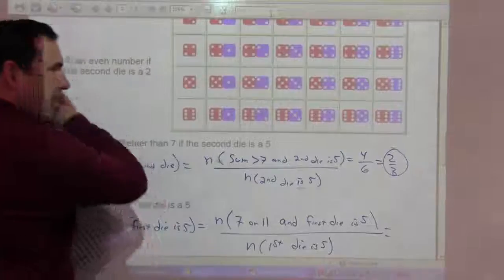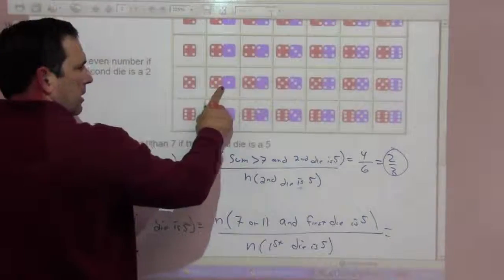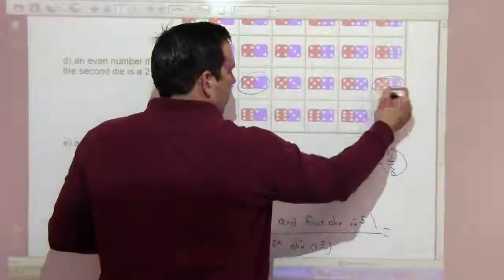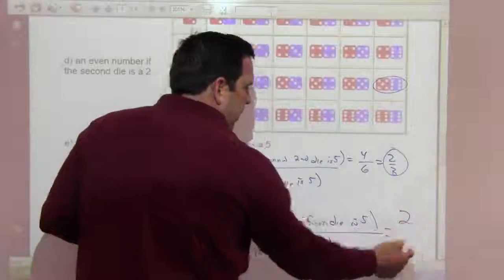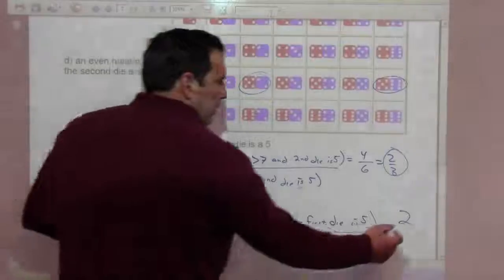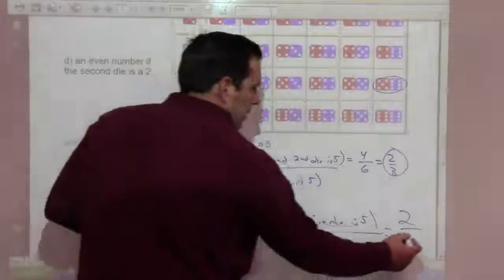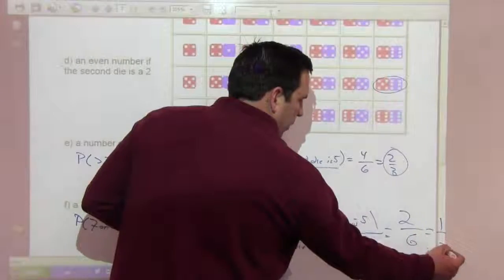Okay, so 7 or 11. That's a 6. Here's a 7. 8, 9, 10. There's an 11. So there are 2 cases where we get a 7 or 11 divided by the first die being a 5. There are 6 cases. So 1/3.